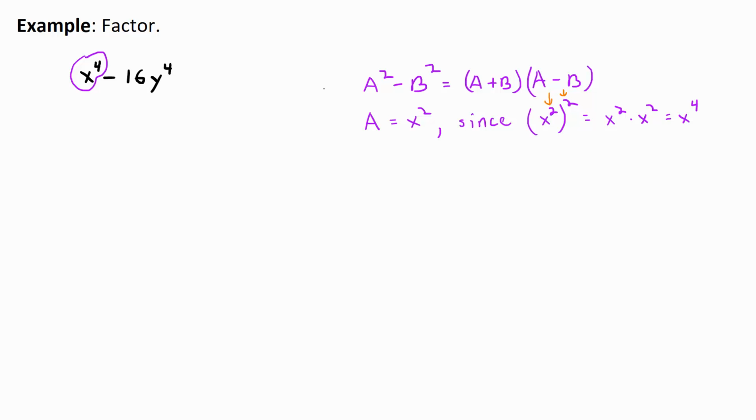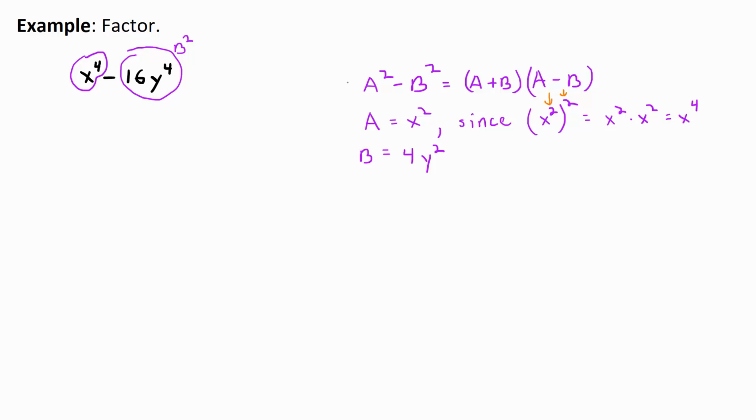And then what's acting like b? Well, b squared is 16y to the fourth. So what is b? b is essentially the square root, or a square root, of 16y to the fourth. So here's my claim. I claim that the square root of 16y to the fourth, you can take square roots individually because the square root breaks up over multiplication. The square root of 16 is 4, and the square root of y to the fourth is going to be y squared. And if you don't believe it, just take 4y squared times itself, and you'll get 16y to the fourth back again.